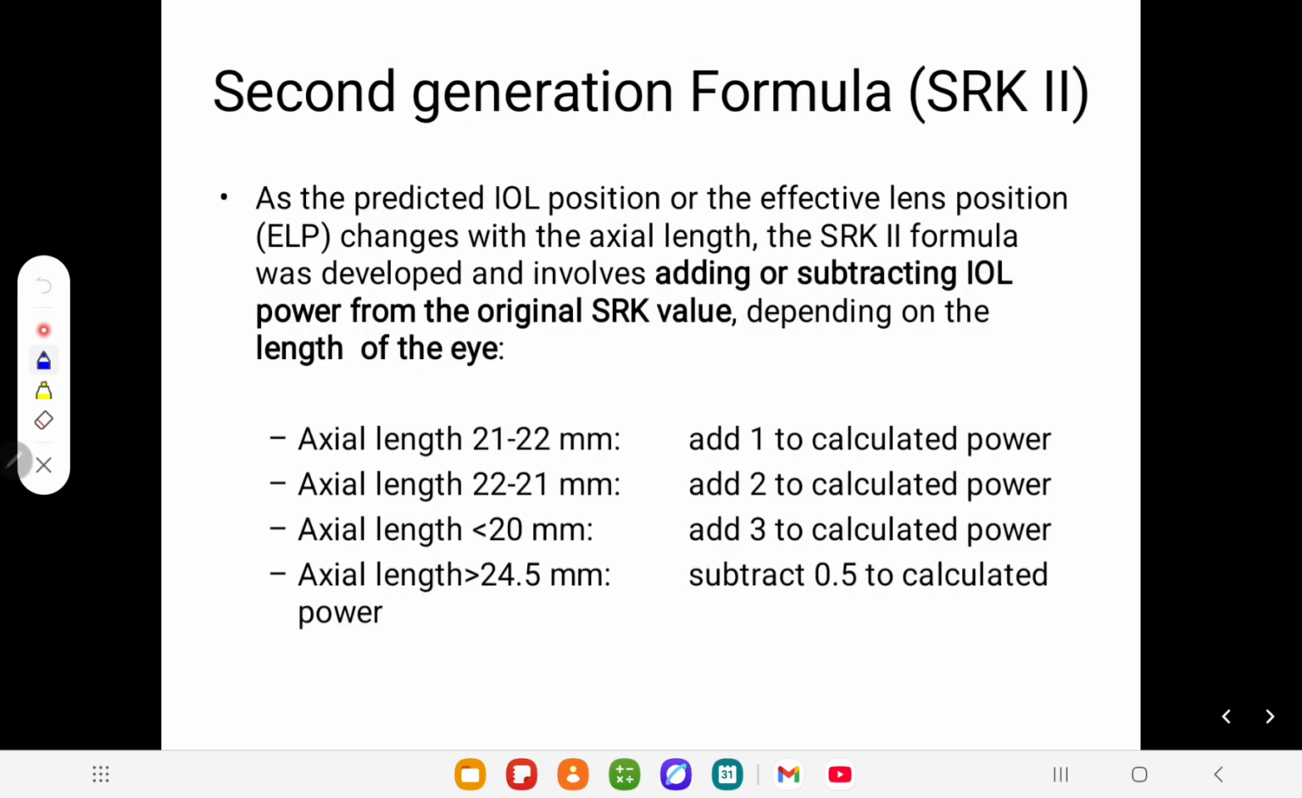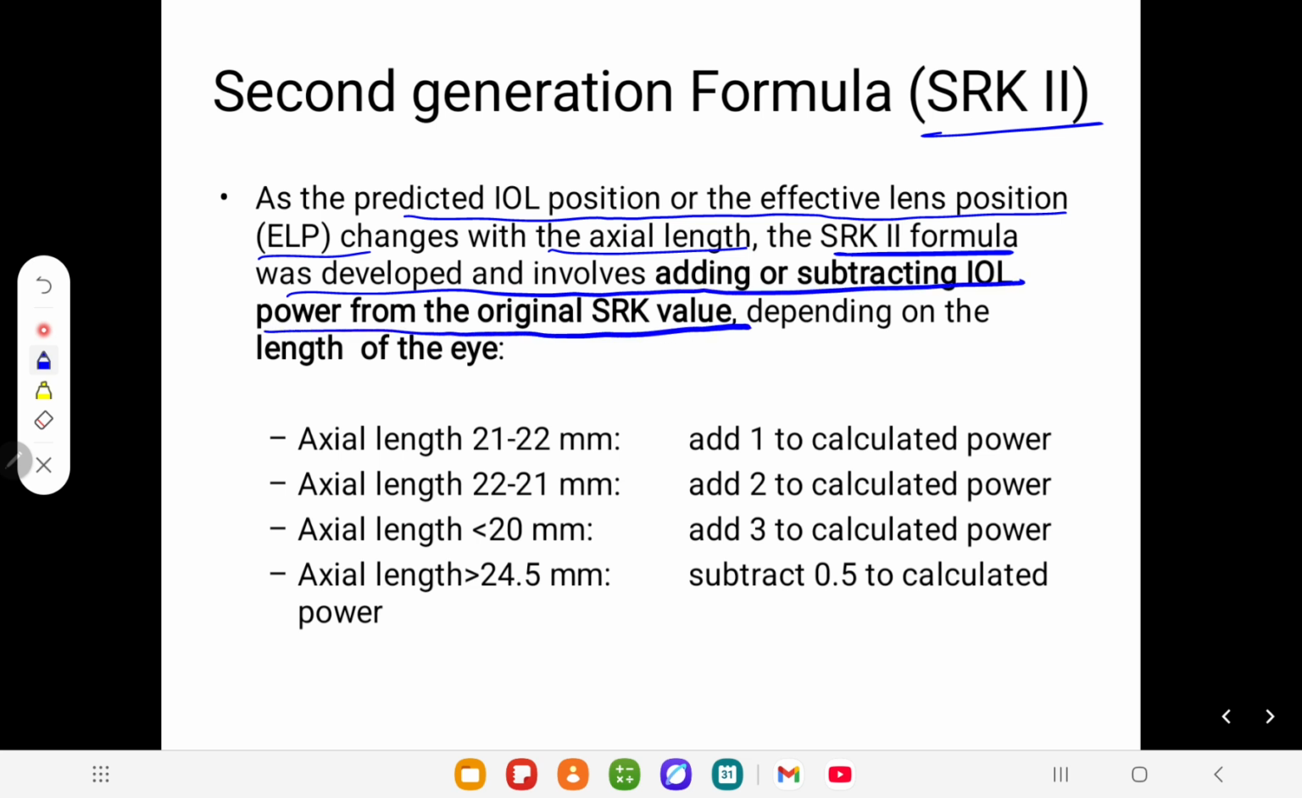Okay, so second generation, I have already told you, SRK II. What SRK II does is very simple. The predicted IOL position or effective lens position, which is very important, changes with the axial length. The SRK II formula was developed to involve adding or subtracting IOL power from the original SRK value depending on the length. Basically, SRK II means if axial length is something, then you add 1 to the power.